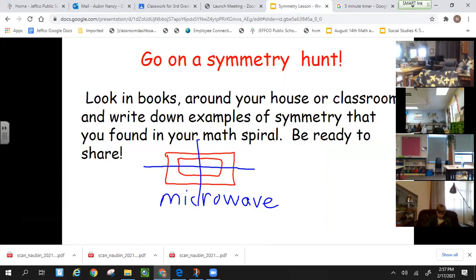Go ahead. It doesn't have to be perfect. This is not an arts test. We're just looking. Look at my microwave. I didn't even put much detail. Right? And we're not looking for a lot of detail.